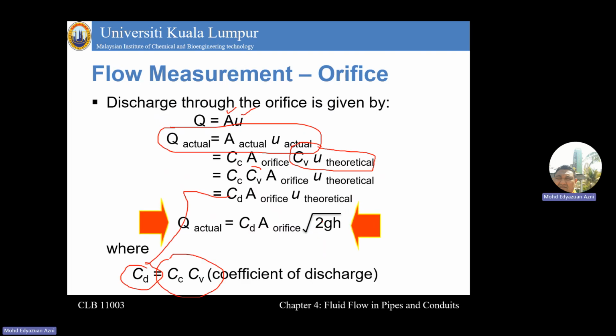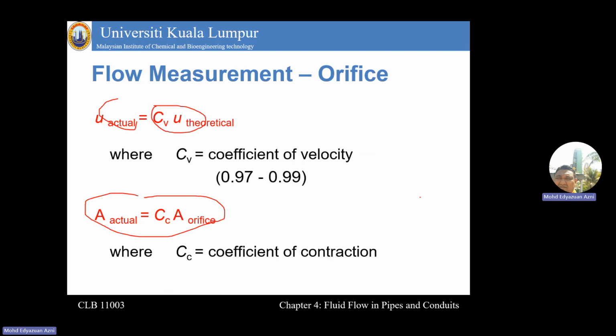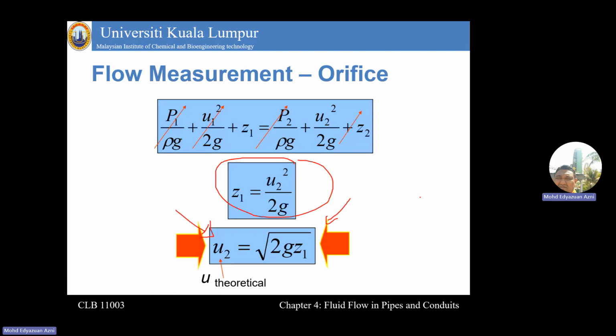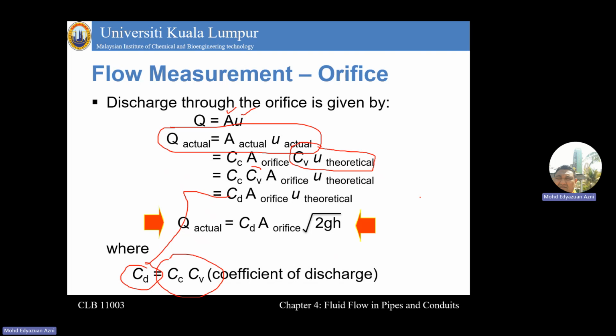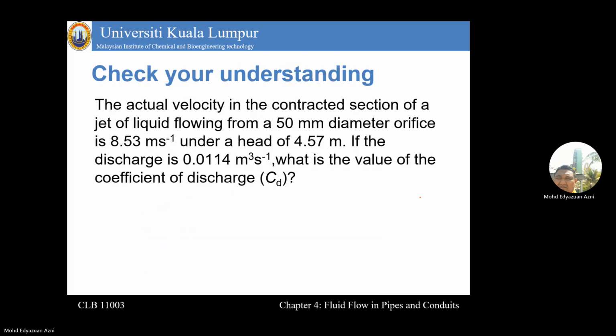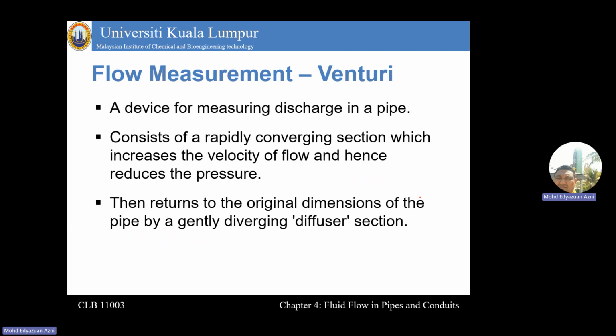Times the square root of 2GH. So for the orifice, we have two formulas. Number one is U2, the velocity at point 2, equal to the square root of 2GZ. The other formula is Q actual equal to CD times A orifice times the square root of 2GH. There are two formulas for the orifice. You can try this question.